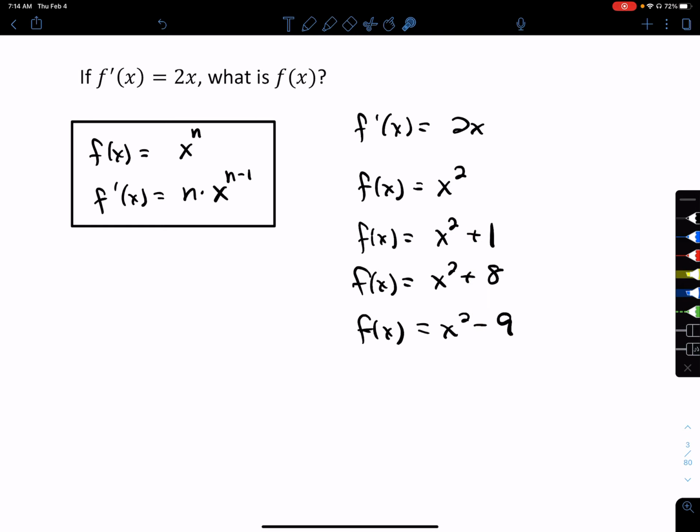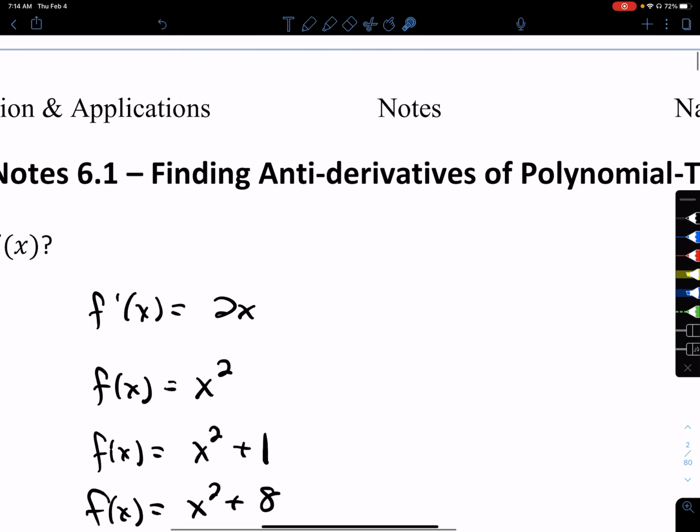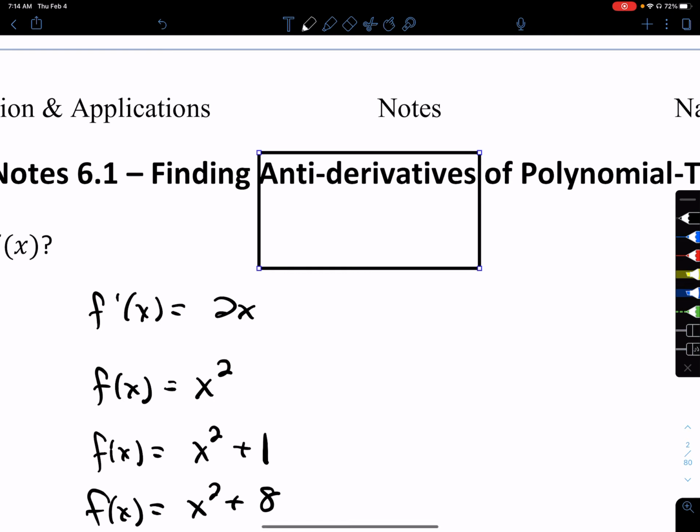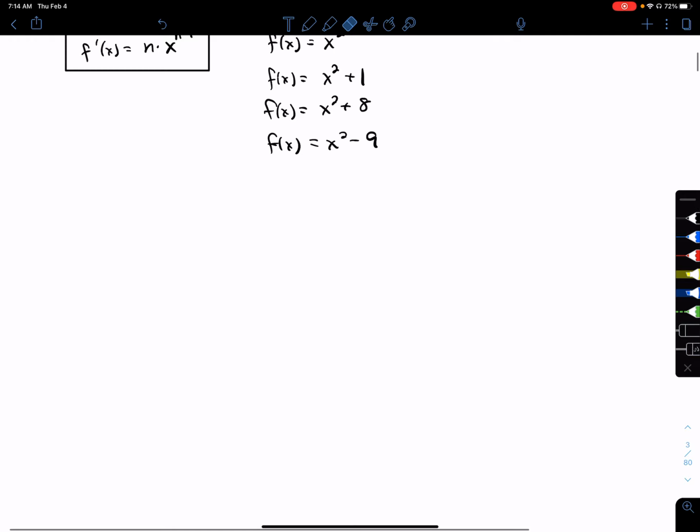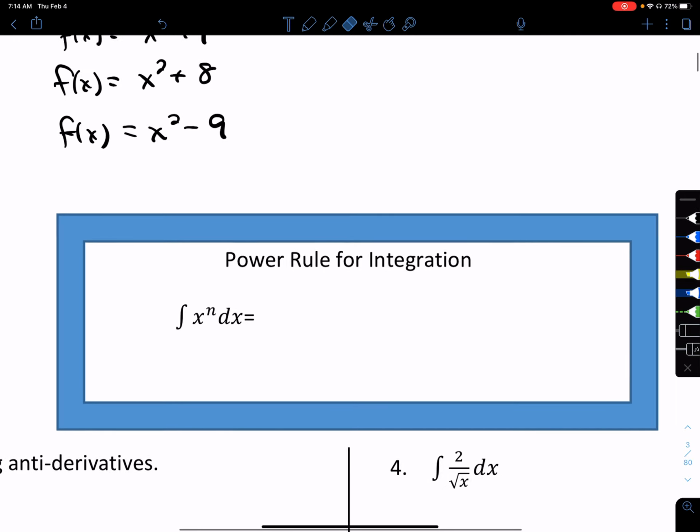So our first rule for integration is the power rule, which is the power rule of derivatives backwards. By the way, integration and antiderivatives, those are synonyms for us. Power rule of integration.